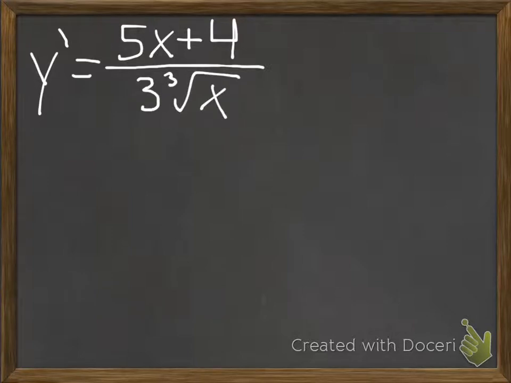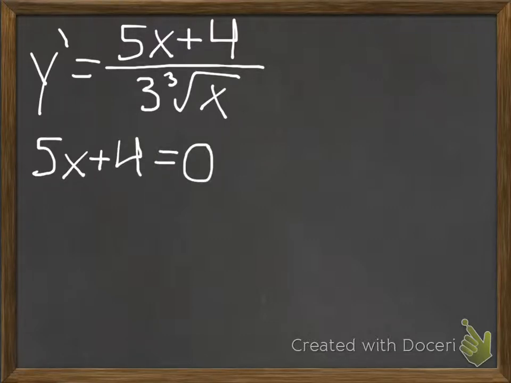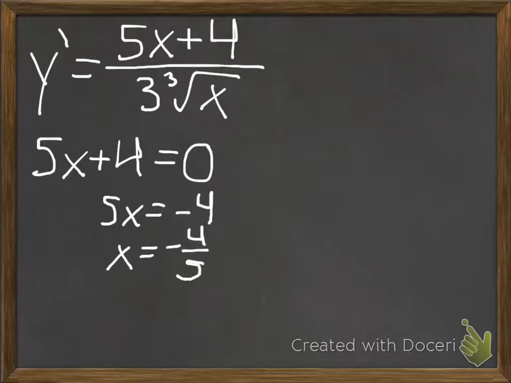Okay, so now that we have these parts, you have to find where the derivative is 0 and where the derivative does not exist. So to start off at the top, the numerator, you set it equal to 0, so you have 5x plus 4. Take the 4 onto the other side, so you have 5x equals negative 4. Divide by 5, and x will equal negative 4/5.